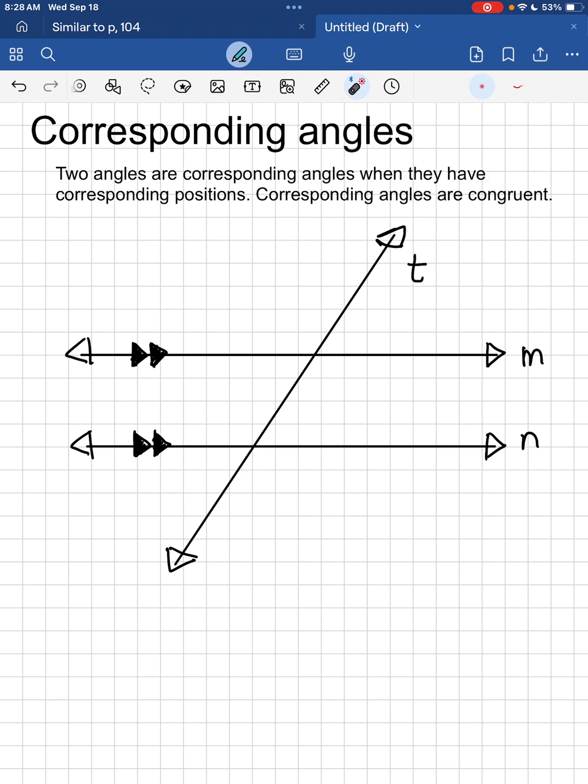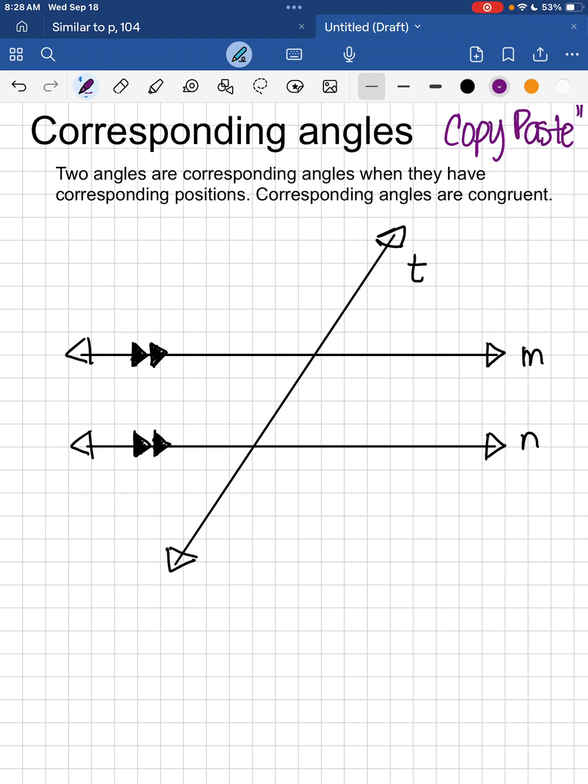So corresponding angles, I like to call these angles copy-paste angles. And the reason why is because if you are to take these intersections, let's say this intersection right here, and let's number these angles. Here we go. 1, 2, 3, 4. A lot of your figures will look like this. 5, 6, 7, 8.